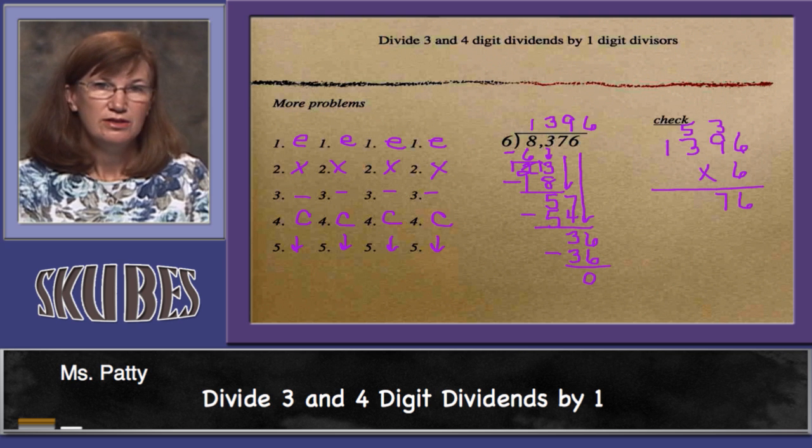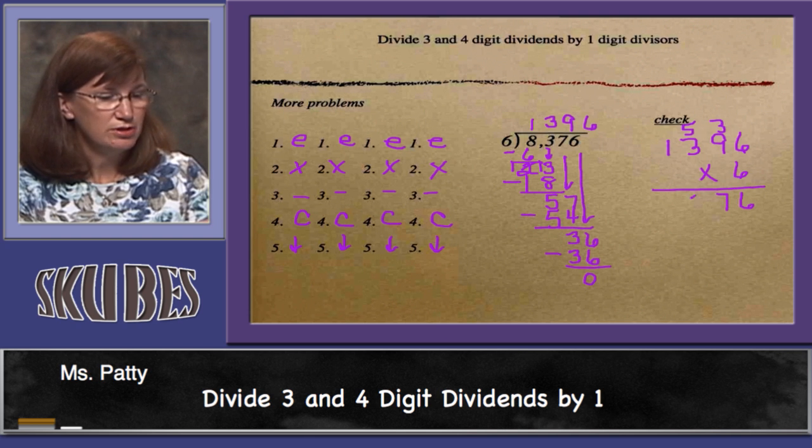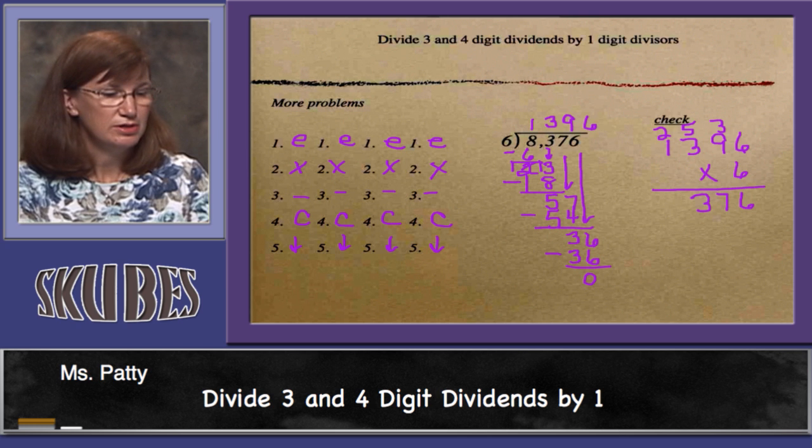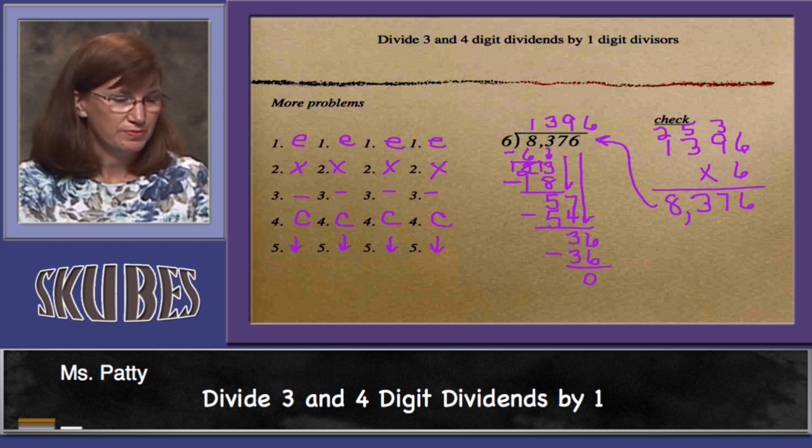Carry your 5. 6 times 3 is 18. Plus 5 is 23. Carry my 2. 6 times 1 is 6, plus 2 is 8. It matches my dividend, and so we've done our work correctly.